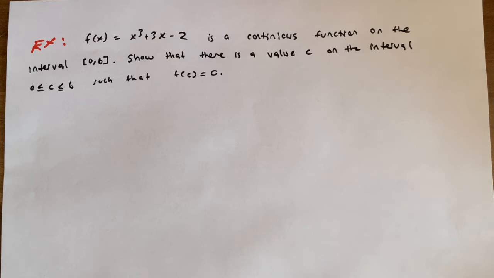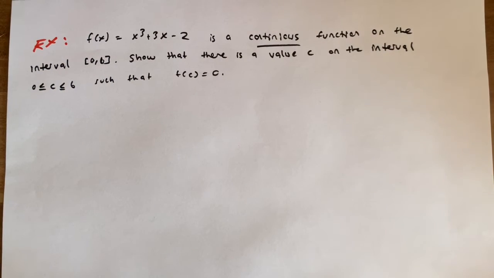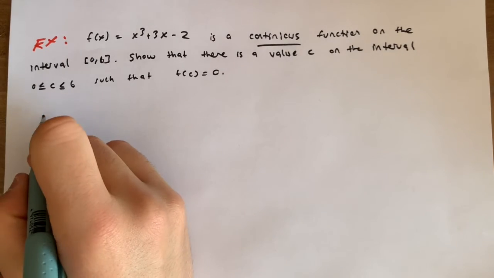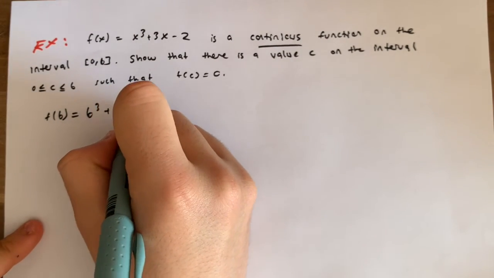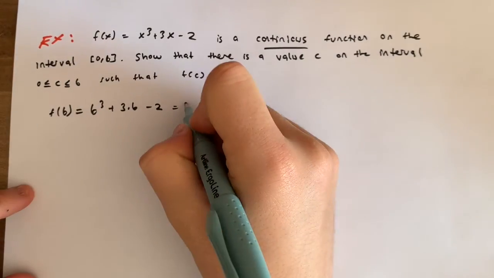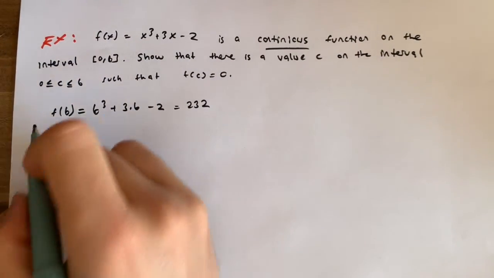f(x) is a continuous function on the interval 0 to 6. Show that there is a value c on the interval such that f(c) equals 0. Since the question says that the function is continuous, we don't need to check the three conditions. On this type of question, we are going to replace x with the boundaries. So first of all, I'm going to check f(6), and we are going to check f(0).